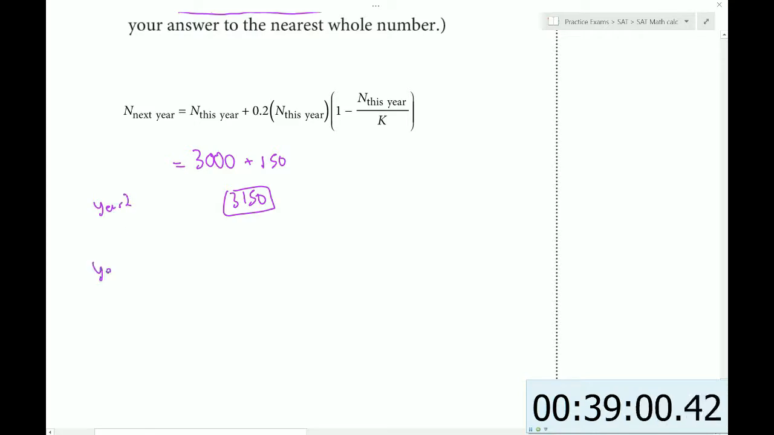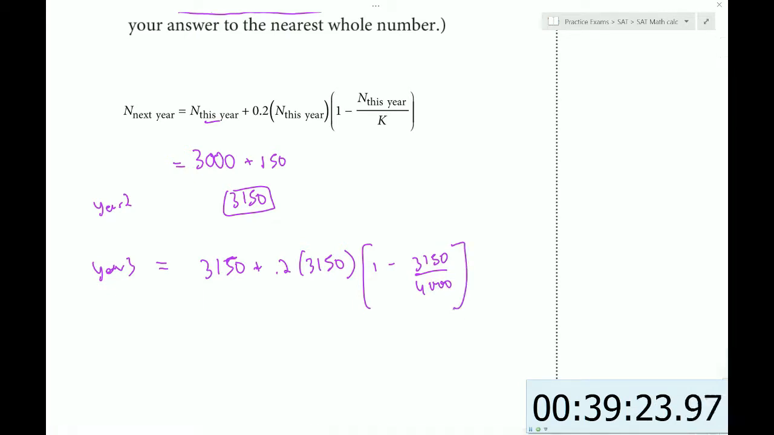But we want to go to year 3. So year 3 would equal year 2's amount, 3,150. We're basically going to use that as this year now, plus 0.2 times, again, 3,150. And then 1 minus 3,150 over K, which is 4,000.